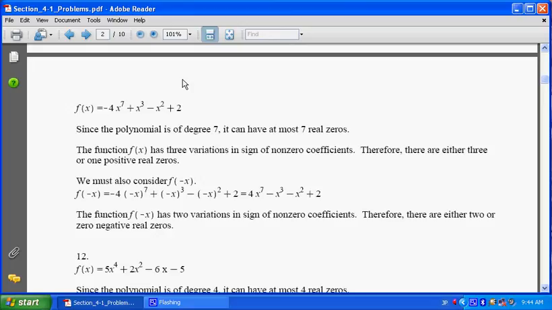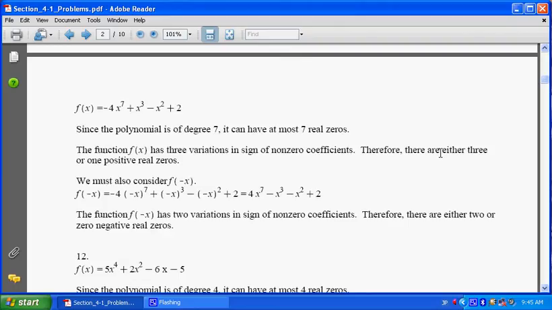Therefore, there are either 3 or 1 positive real zeros. The reason they tell you 3 or 1 is because according to Descartes' rule of signs, the number of positive real zeros is either going to be the number of variations in sign, which we counted to be 3, or it's going to be that minus an even integer. So an even integer in this case would be 2. So it's either going to be 3 or 3 minus 2. So the possibilities for positive zeros are going to be either 3 or 1.